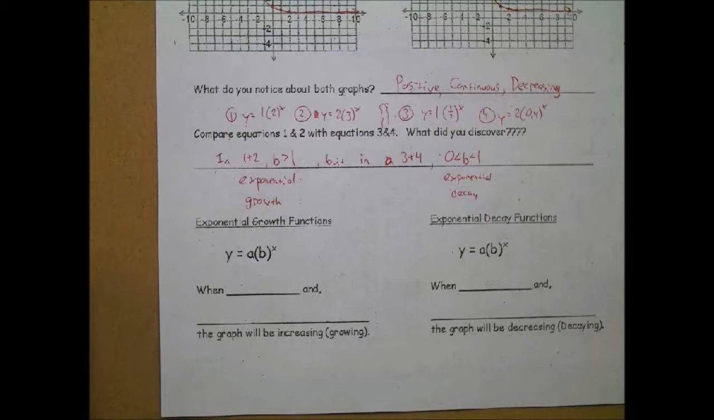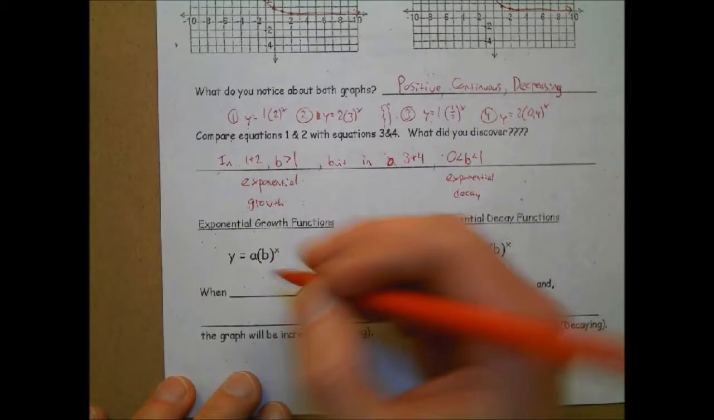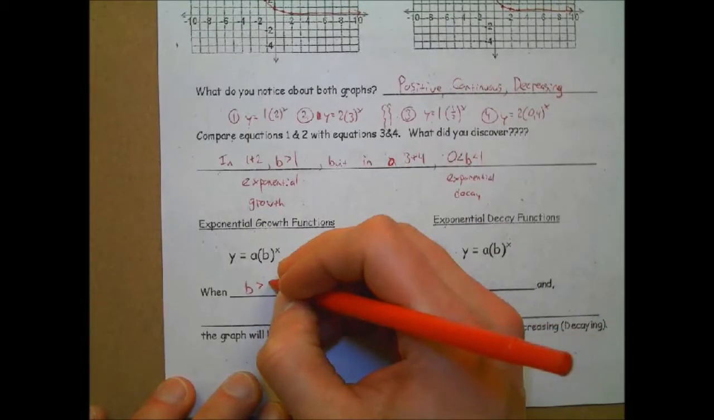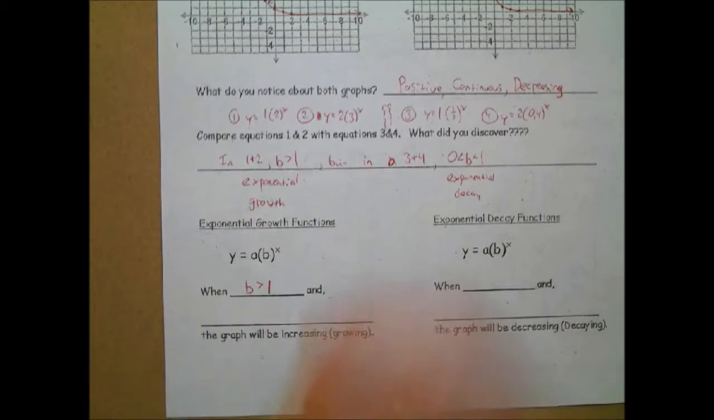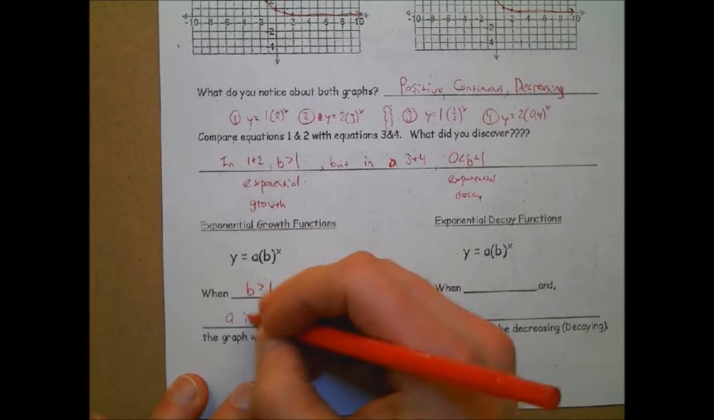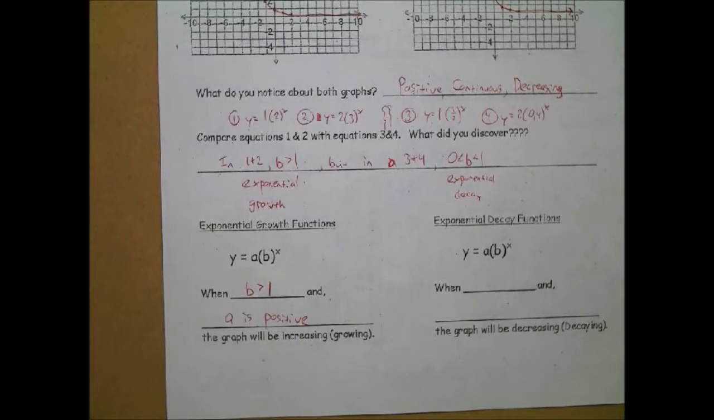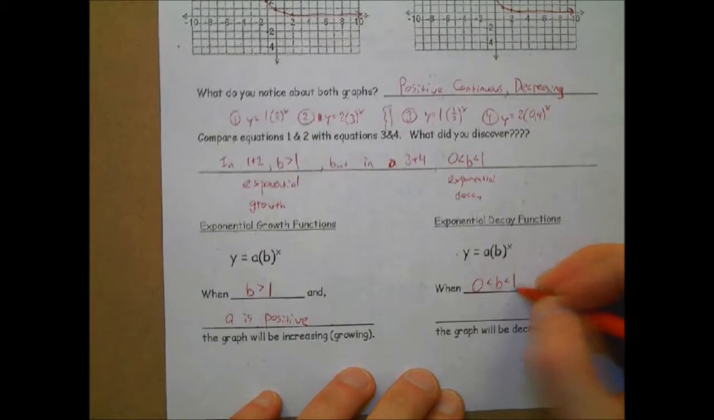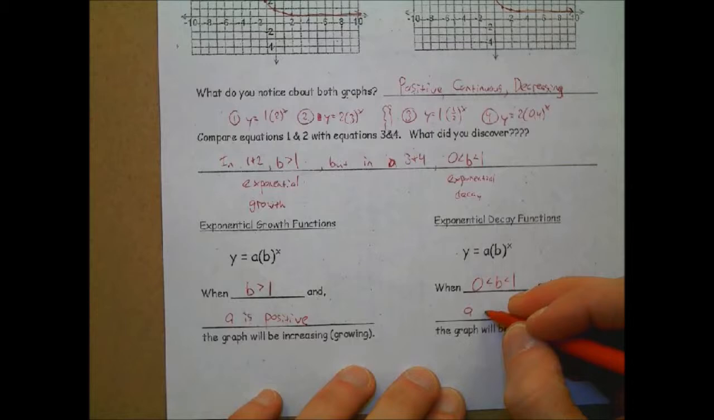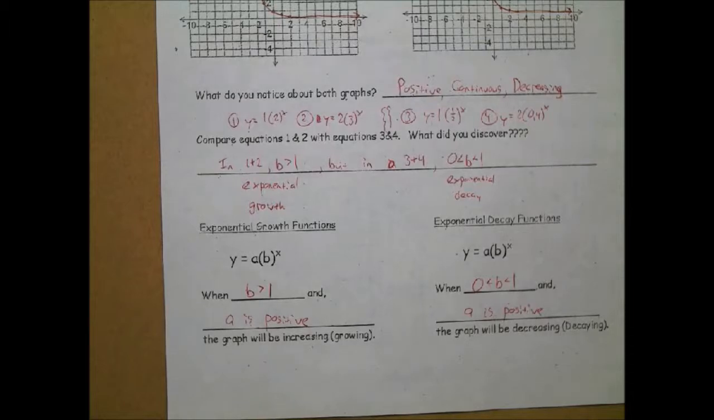So, to summarize, when b is greater than 1 and a is positive, we also need to have a positive a value. So when b is greater than 1 and a is positive, the graph will be increasing or growing. For exponential decay, when b is between 0 and 1, a still needs to be positive here too. The graph will be decreasing or decaying.